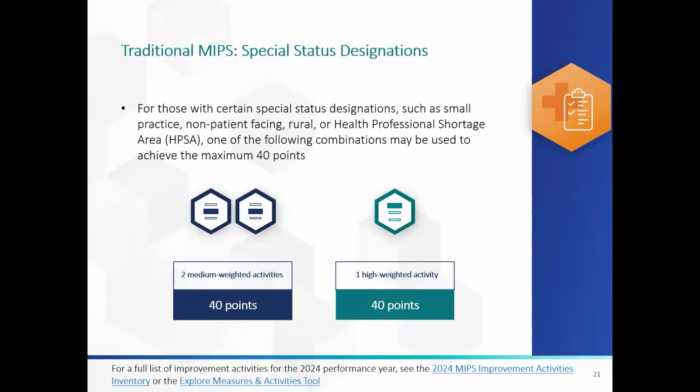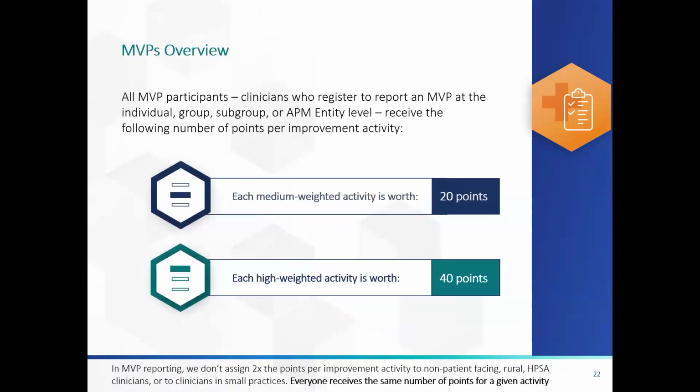Next slide, please. All MVP participants or clinicians who register to report an MVP at the individual, group, subgroup, or APM entity level receive the following number of points per improvement activities. Each medium weighted activity would be weighted at 20 points. Each high weighted activity is worth 40 points.